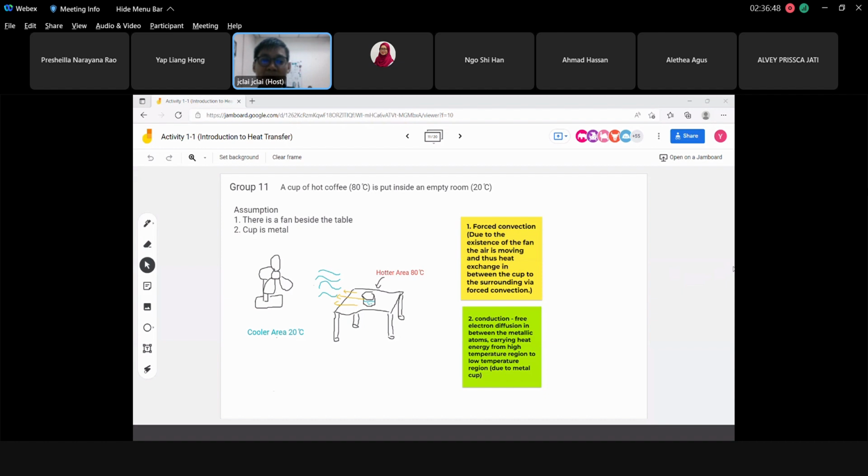Okay. Yeah, Liang Hong, please continue. Just transfer via the thermal radiation wave towards the wall. Mechanism, you must explain the mechanism. How? Don't just say heat is being transferred by thermal radiation. No, that is not a mechanism. Just now, group 4 explained already. Still remember?